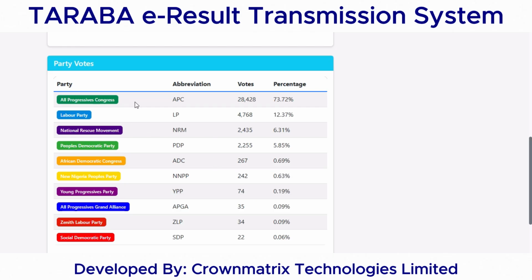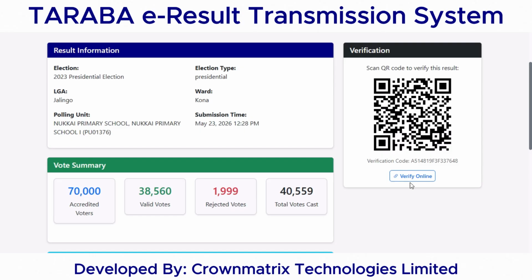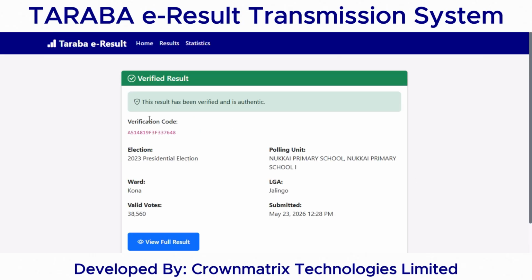As you can see, All Progressives Congress won with the total vote of 28,428, which is about 73.72%, down to Social Democratic Party, SDP, with 22 votes, and that is 0.06% of the total vote. Alright, so you can see the QR code here. Once I click on Verify Online, if the result is authentic, it will show me. Yeah, you can see this is the verification code.